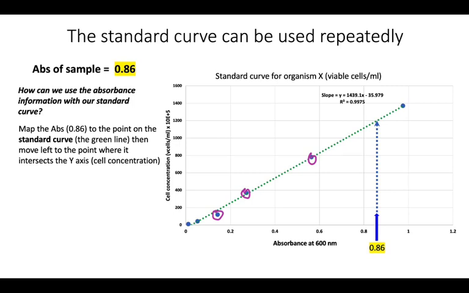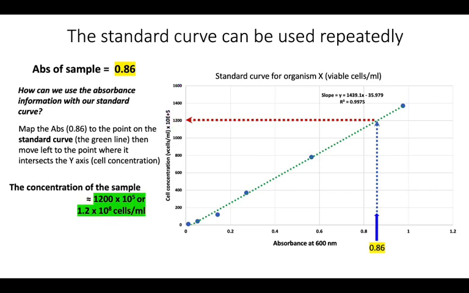Now that we know where it intersects the line, we can go straight across to the y-axis and find that we've got 1,200, and that's times 10 to the 5th, because we didn't want to put all those zeros here, so we simply write it on the legend. And that means that we have 1,200 times 10 to the 5, or we'll simplify that to 1.2 times 10 to the 8 cells per mil.